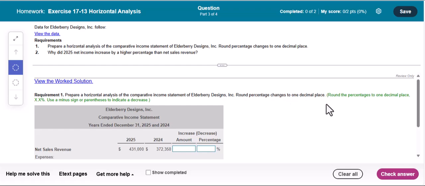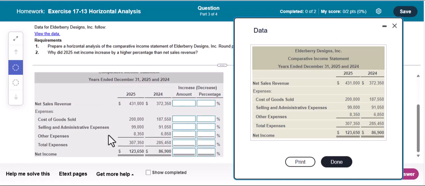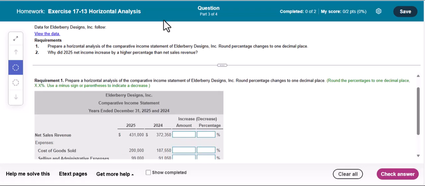So it also reminds us in the first requirement that we round the percentage to one decimal place and use a minus sign or parentheses to indicate a decrease. So when we pop in our data table here, you'll notice that all of this is already in this table. Since this is redundant at this point, we can close out of it for space sake. So here we have that comparative income statement. Here's the older year and the new year. So we're going to analyze each row to see if there's an increase or decrease and what the percentage was.